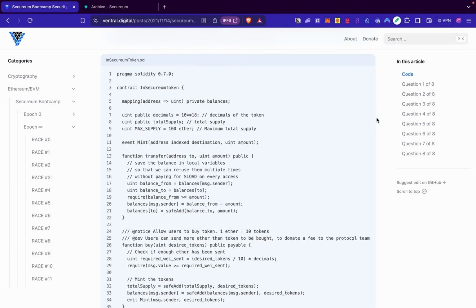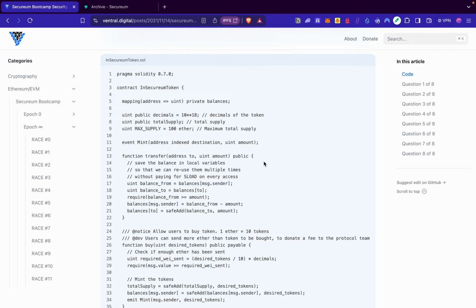So let's start by understanding the code that we have here. We have a contract for an Insecurium token. In this contract, first we have a mapping of addresses and UINTs to track balances. Then we have a few variables like decimals, that is 10 to the power 18 for the decimals of the token, total supply for the total supply of the token, and max supply, that is 100 ether. That should be the maximum total supply of this token. Then we have a mint event logging variables like the destination address and the amount that was minted.